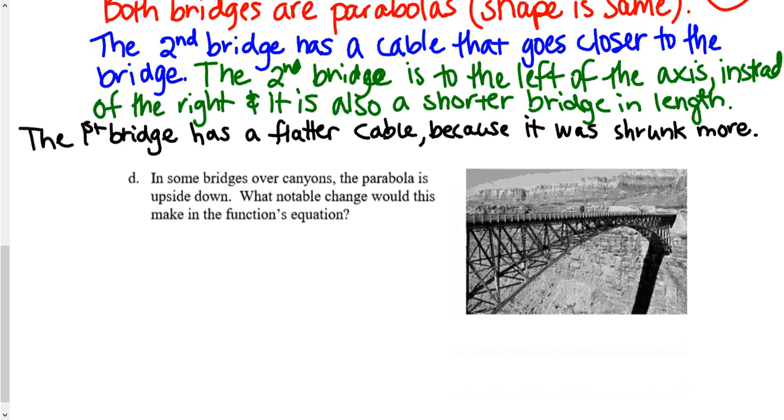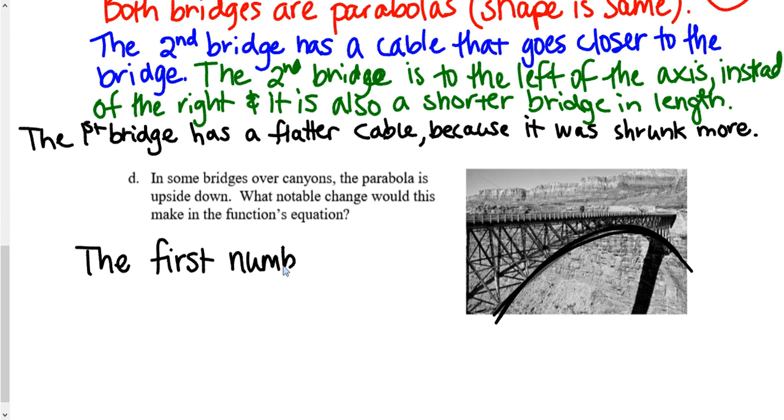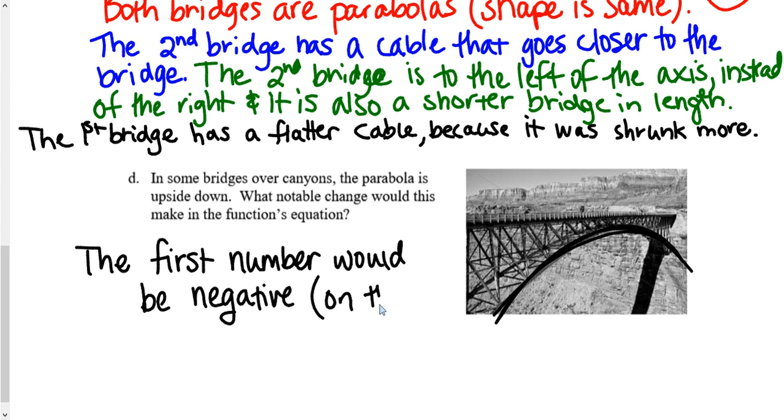Part D says, in some bridges over canyons, the parabola is upside down. What notable change would this make in the function's equation? So you see here is our upside down parabola. How are we going to flip the parabola upside down? So the first number would have to be negative, and that would be on the outside. All right, let's turn the page.